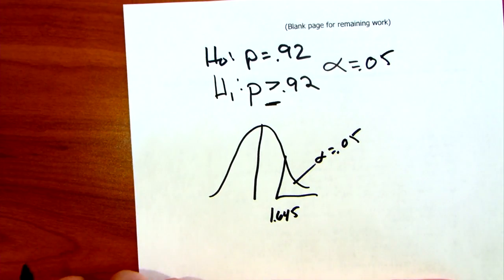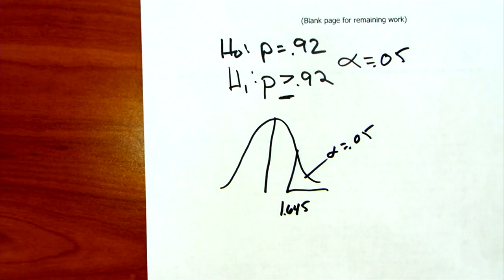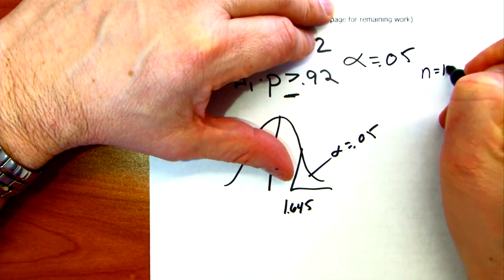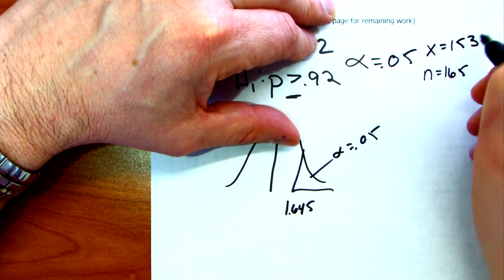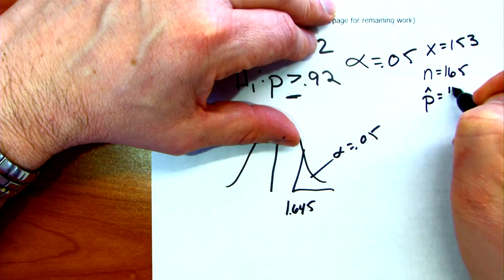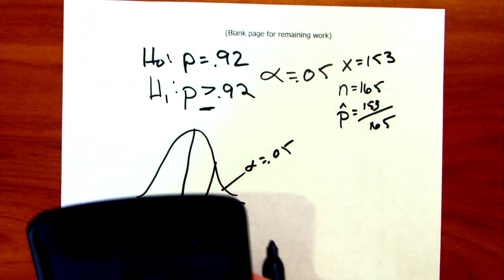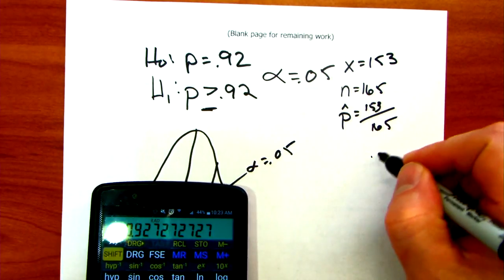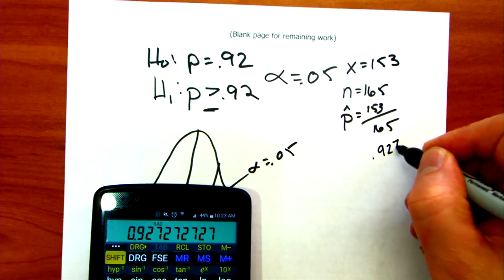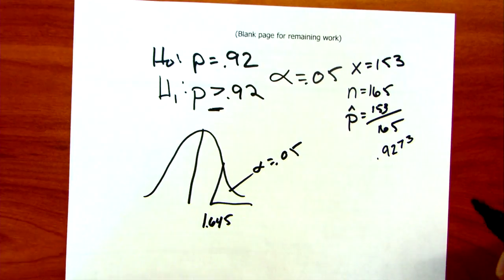What evidence did we gather to try to support that claim? They sampled 165 flights. Of those 165 flights, 153 were on time. That means P hat is 153 divided by 165. So my sample proportion, 153 divided by 165, is 0.9273. I'll go out to 4 decimal places there.